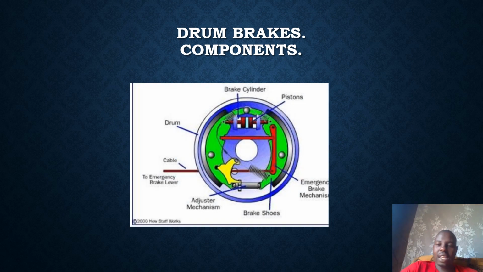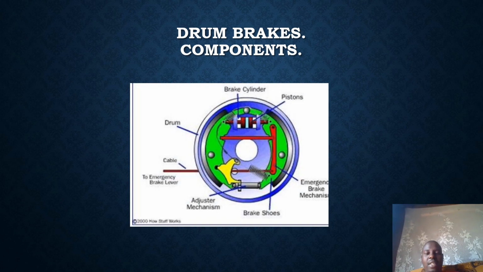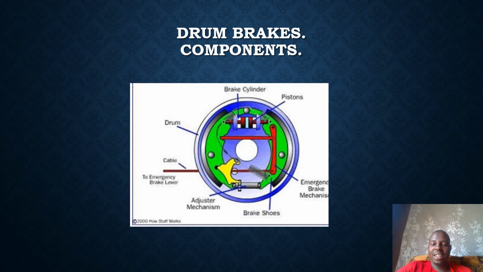Now let us look at the types of brake system under the mode of construction. Basically, there are two types of brakes under the mode of construction. Number one, the drum brakes. Number two, the disc brakes. But let us start by looking at the drum brakes.